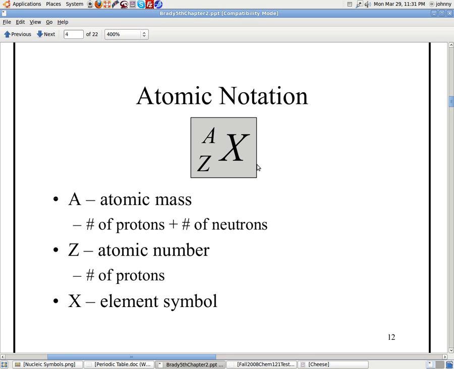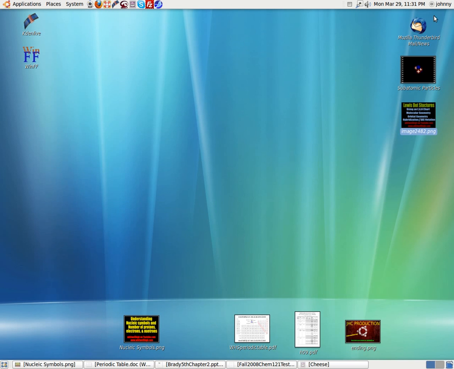Now, normally if you have a charge, it will appear at the top right, on the right side of the letter X. Remember, this big letter X is the symbol for the element that we're going over. So that's what a nucleic symbol is, atomic notation, whichever one you prefer to call it. Now, let me go ahead and present a problem so we can get started.